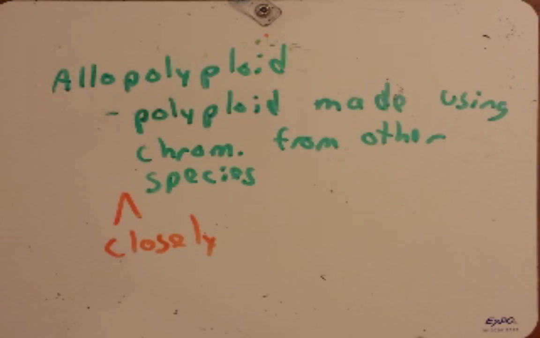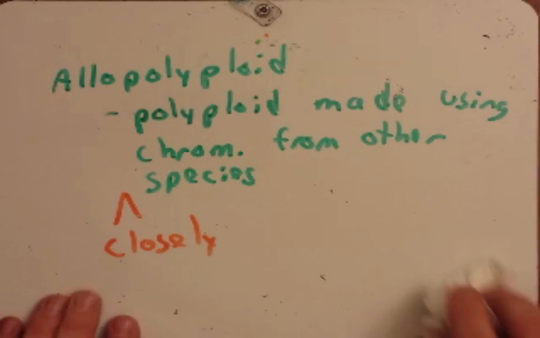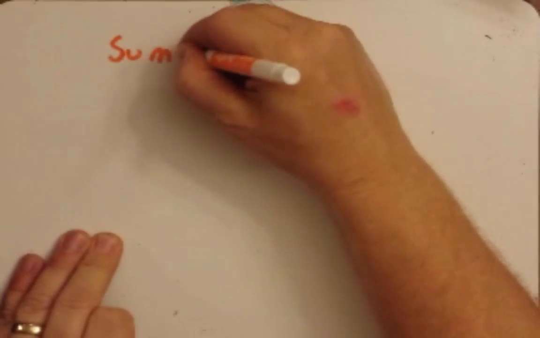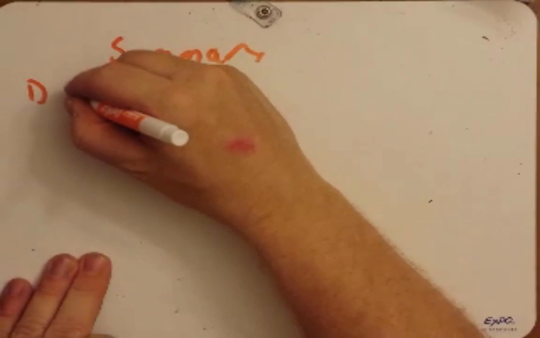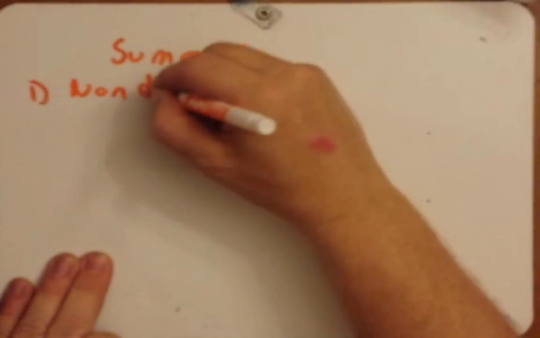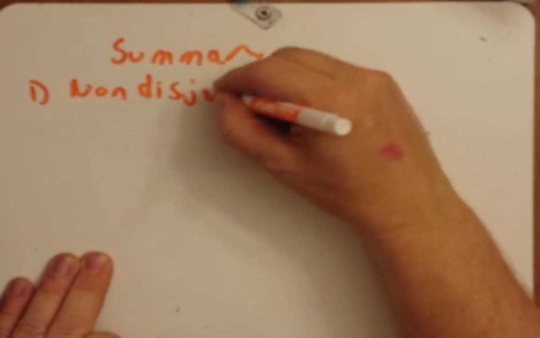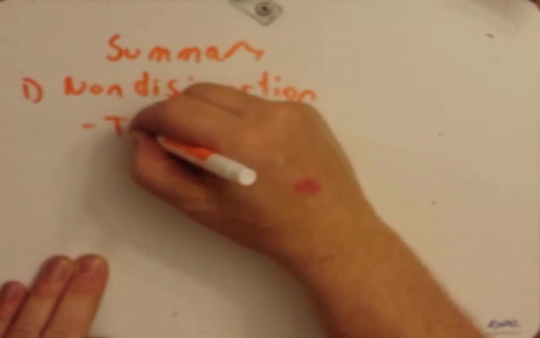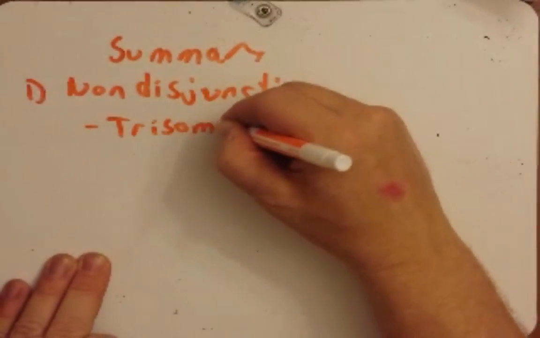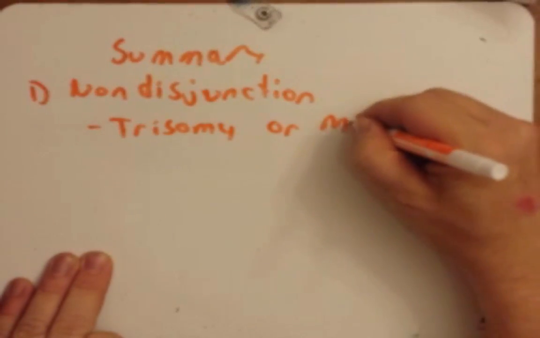Okay, that's all I have for this podcast now. So let's close with a quick summary. In this podcast, we talked about, in general, how do we make aneuploids or polyploids? And we talked about non-disjunction, and how that was really effective at making trisomy individuals or monosomy individuals.